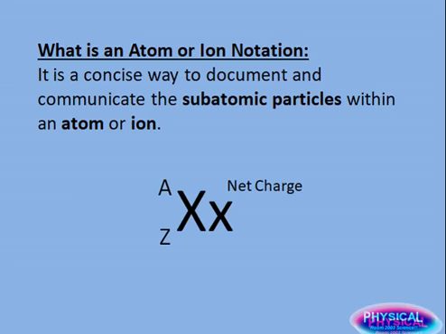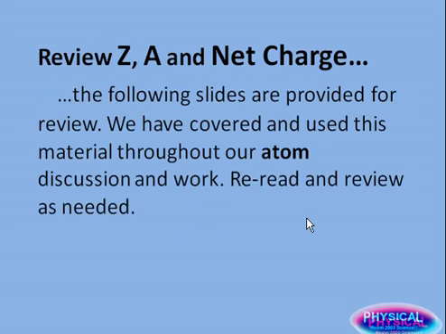So what is an atom or ion notation? It is a concise way to document and communicate the subatomic particles within an atom or ion. So with this symbol, I know how many protons, how many neutrons, how many electrons are in this atom or ion, and I know where to find the atom information about it on the periodic table.